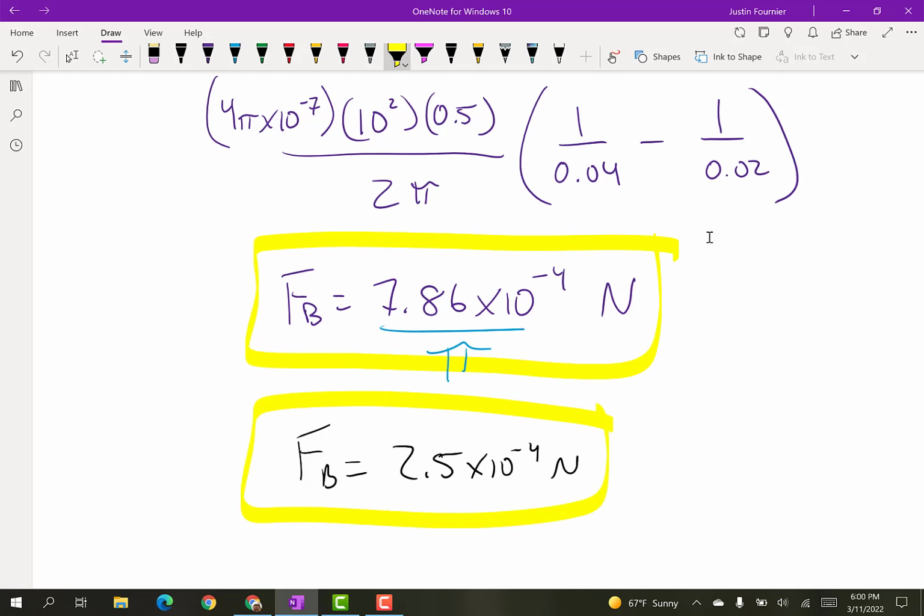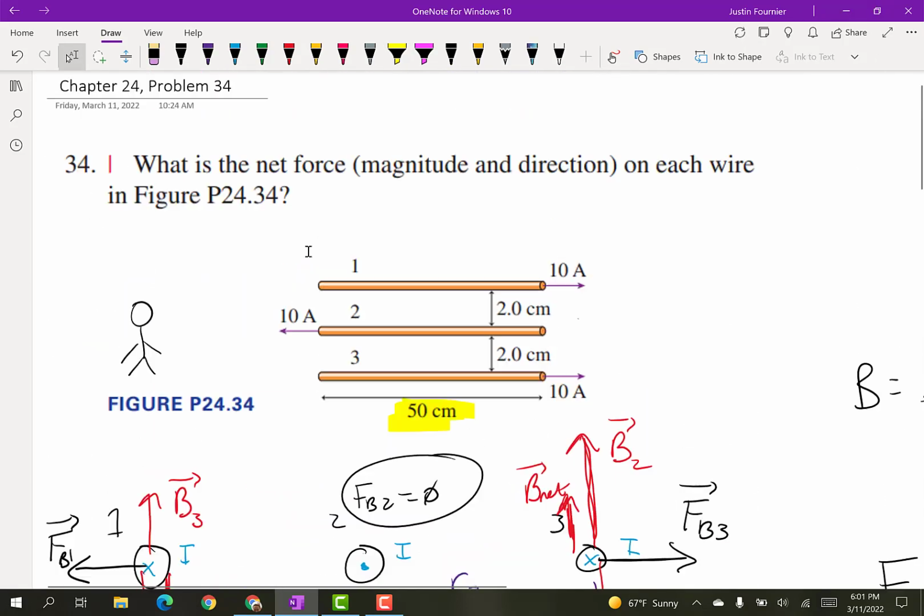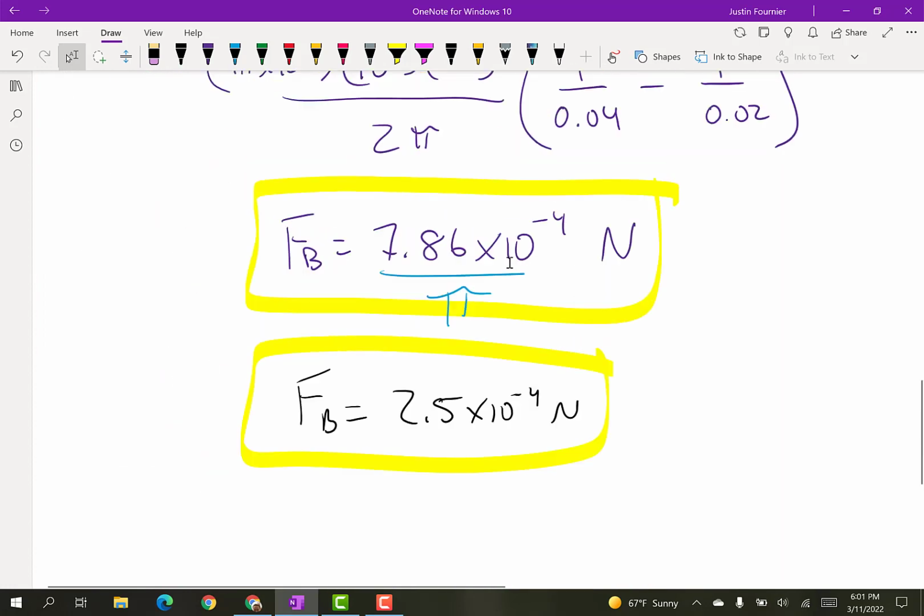And that should be the correct answer. So sorry about that. Hopefully you weren't yelling at me too much. Okay. But everything else stays the same. Everything else is exactly the same. I just forgot a pi.